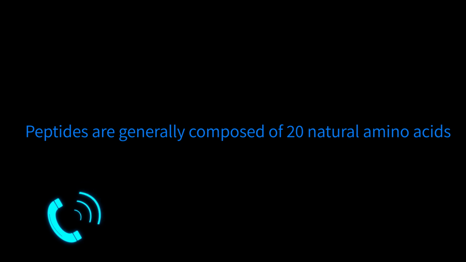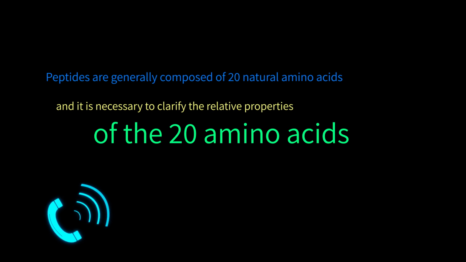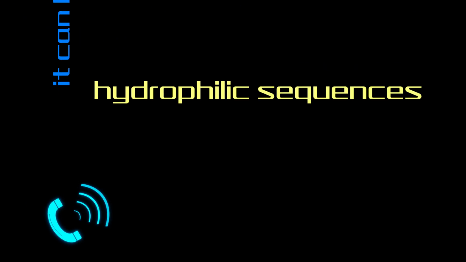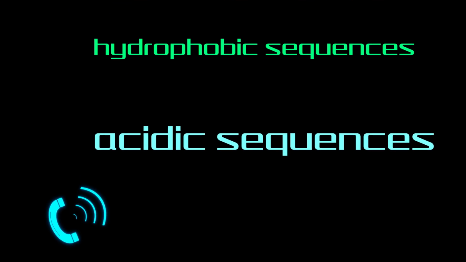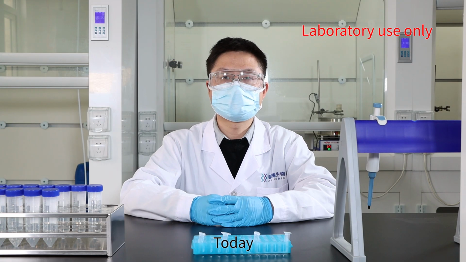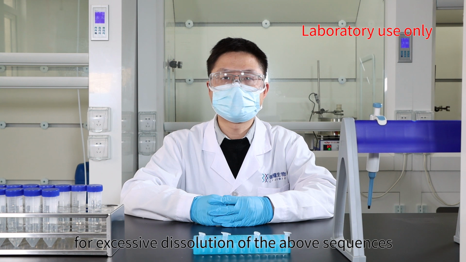Peptides are generally composed of 20 natural amino acids, and it is necessary to clarify the relative properties of the 20 amino acids. According to the combination, it can be roughly divided into hydrophilic sequences, hydrophobic sequences, acidic sequences, and alkaline sequences. Today, I would like to introduce to you the 4 suggestions for dissolution of the above sequences.